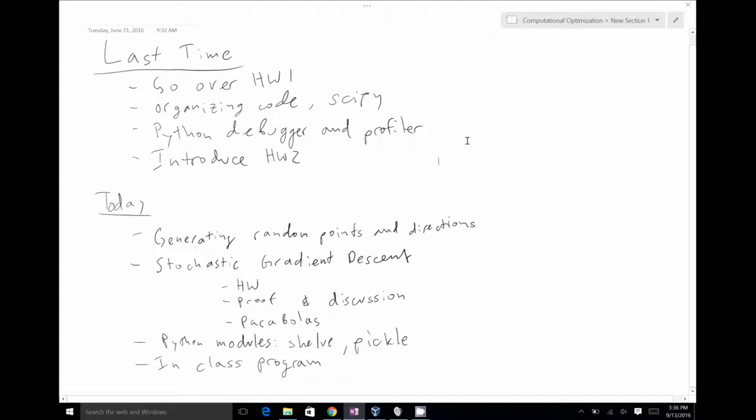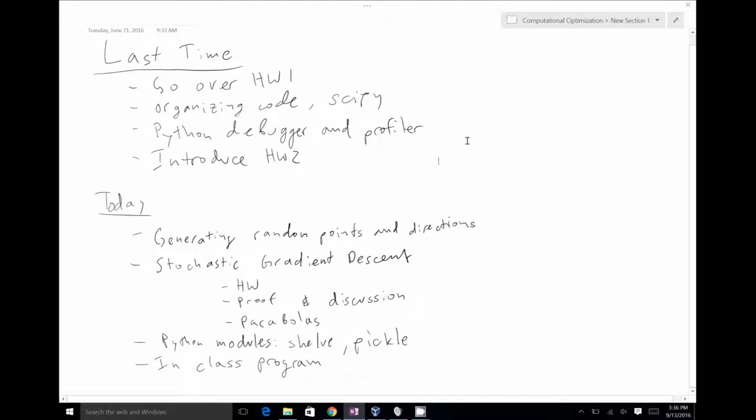The only way to understand why those assumptions are important is to actually go through the proof that the algorithm works. Okay, so we're going to look at that proof with some discussion. And then we're going to look at parabolas and how to apply stochastic gradient descent to parabolas, which is going to be our first homework assignment on this algorithm.